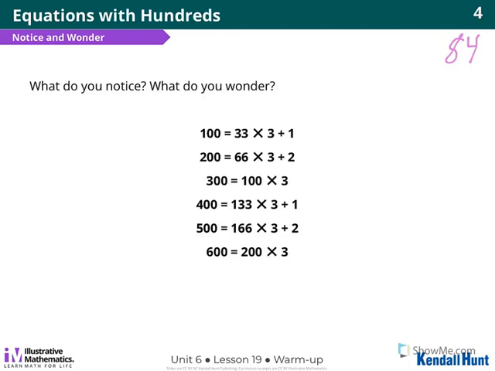Hey, Mason. I noticed that they're all backwards. What do you mean backwards? Like the business. Okay, Emma, what do you notice? Wonder. They're all 100, 200, 300, 400, 500, 600, the answer. So are they counting by 100? Yes. Okay, count by 100.